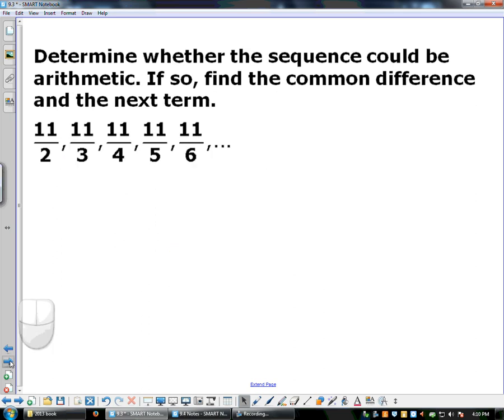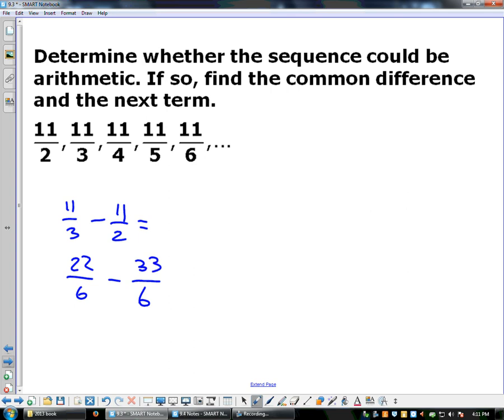Okay, let's try this one. Determine whether the sequence could be arithmetic. If so, find the common difference and the next term. If we take 11 over 3 minus 11 over 2, we would have to get a common denominator here. So the common denominator is 6. And so we would get 22 over 6 minus 33 over 6. That's going to be negative 11 over 6. So that's the difference between these two, negative 11 sixths.